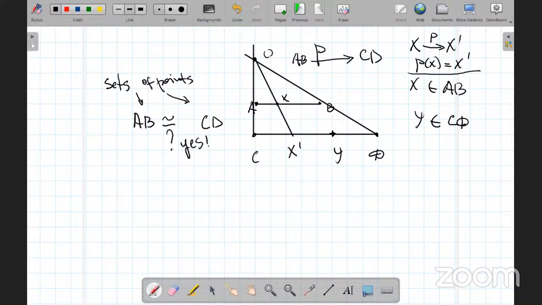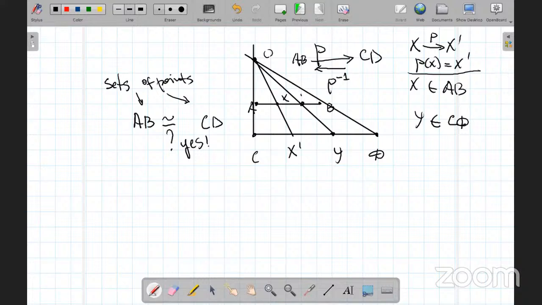But now observe that it also works the other way around. If I have some Y here, basically the same projection, or you can call it inverse projection if you like, it takes this Y and very similarly projects it back onto AB, and so I have inverse images, as it's sometimes called.